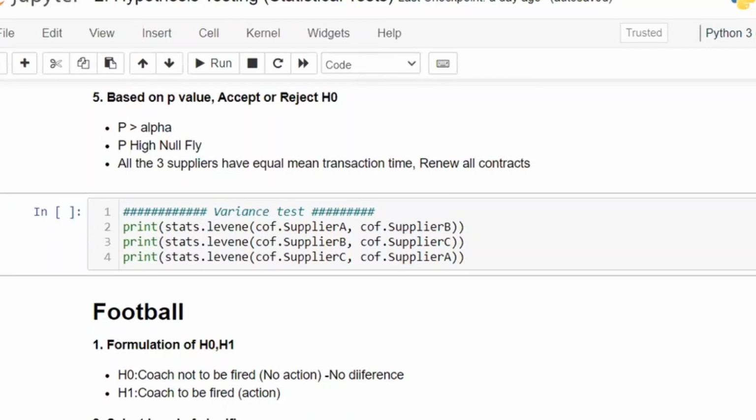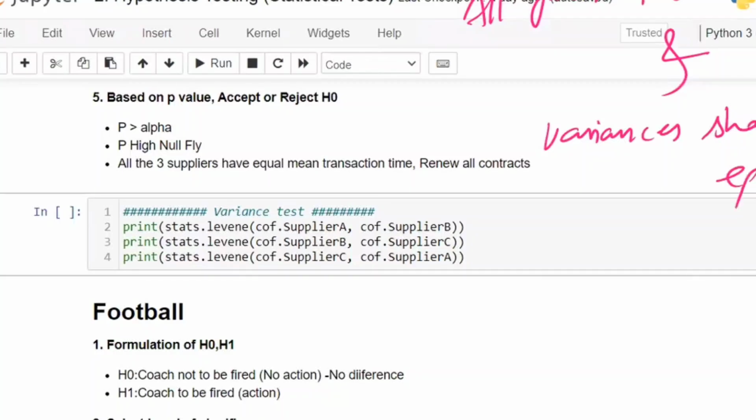ANOVA test is applicable when all the given data are normal, and variances also should be equal. Then only we can proceed. "And" means both the conditions should be satisfied.